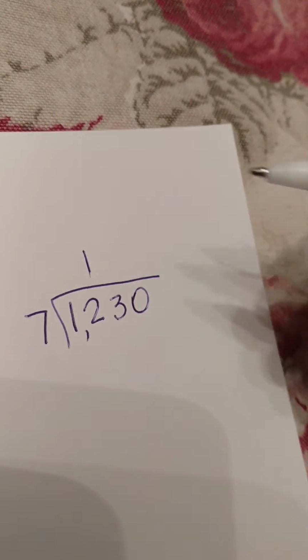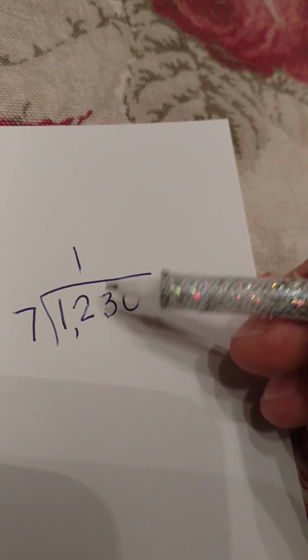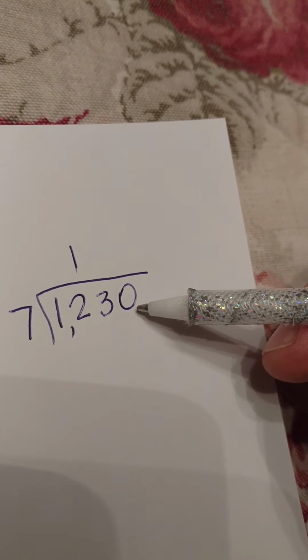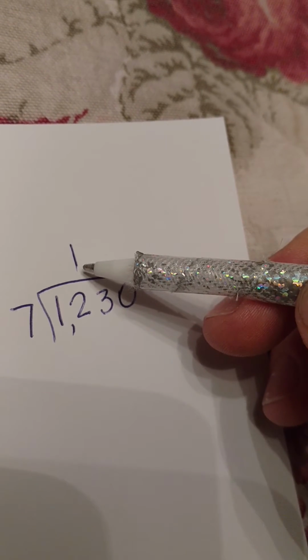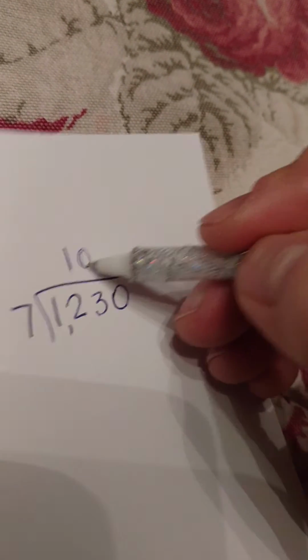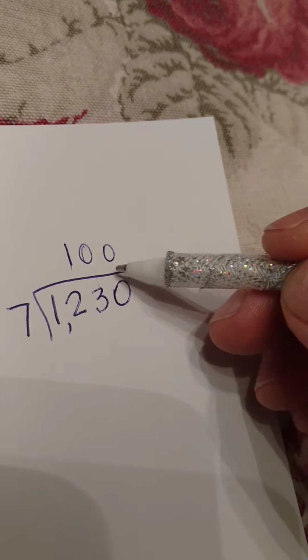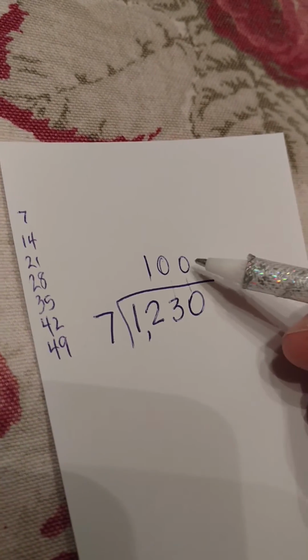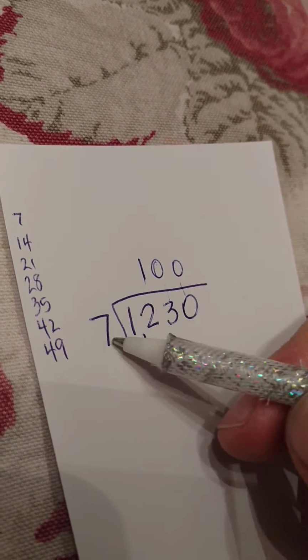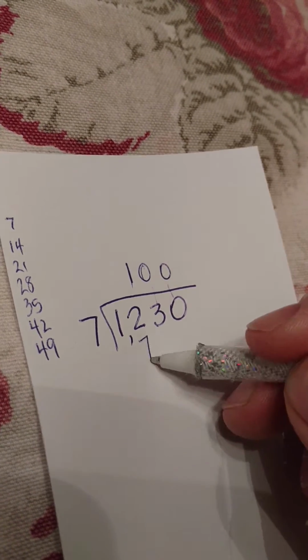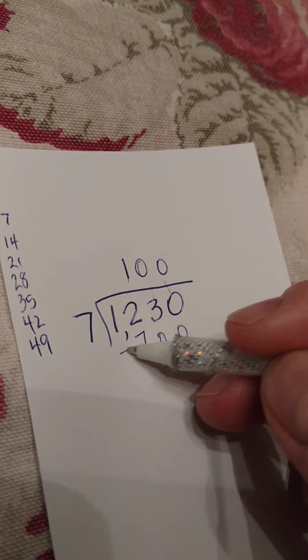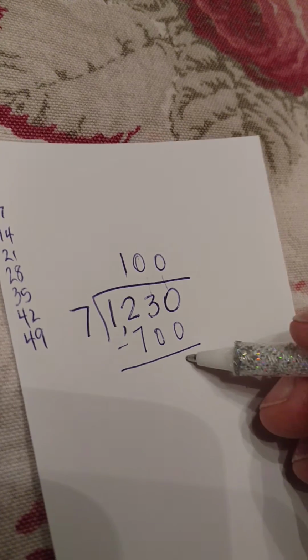Just one time. However, that's not 12. That's really 1,200. So this 1 cannot just be 1. It's got to be 100 to fill those other places that it's above. So 100 times 7 would be 700. So line that up underneath and subtract that off because you just divided that out.